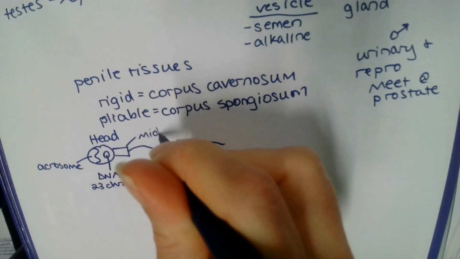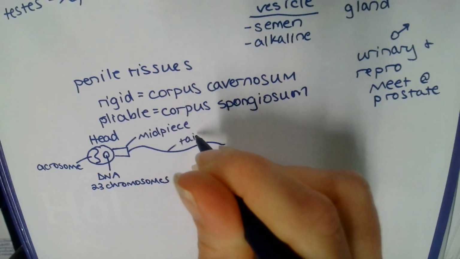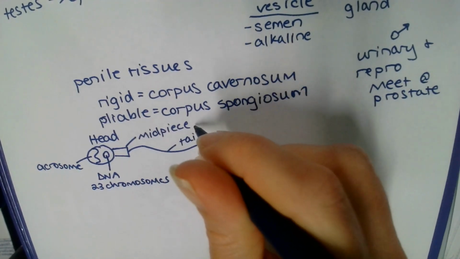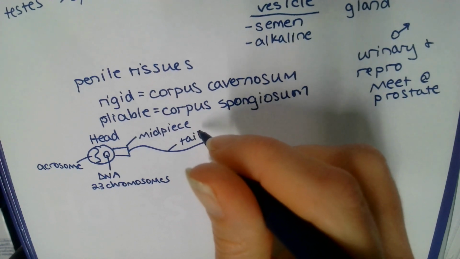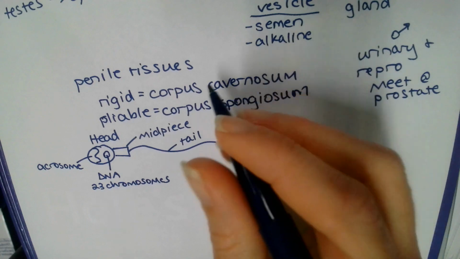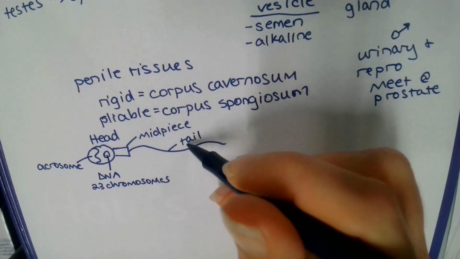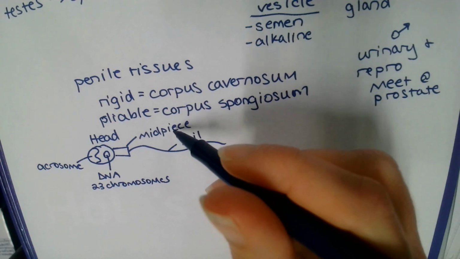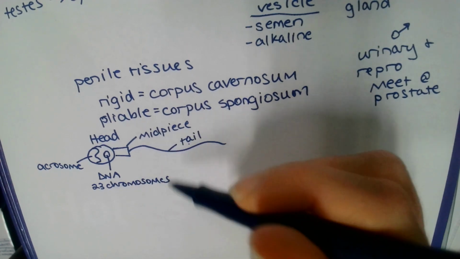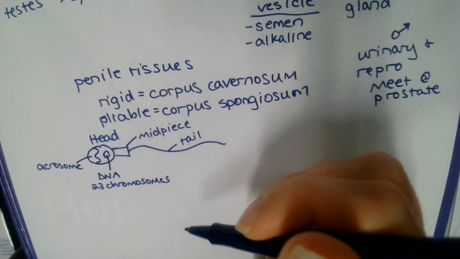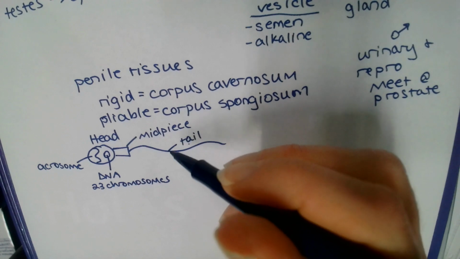The midpiece and the tail have mitochondria for motility or movement. The midpiece and tail fall off upon fertilization, so no mitochondria from the father end up in the zygote. It is only mitochondrial DNA from the mother, maternal DNA.